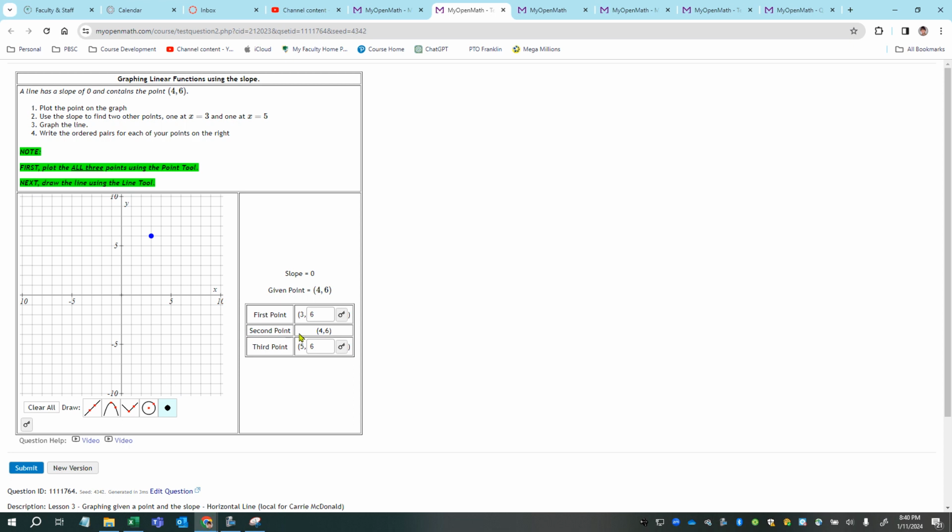The second point, (4, 6). So now I'm at 4 and 6. And the next one is 5 and 6. That's our third point, (5, 6). Okay, there's all my dots. Okay, like it says, first plot all 3 points using the point tool. Next, draw the line using the line tool. This is the line tool right here.